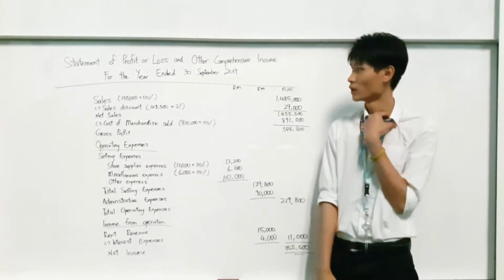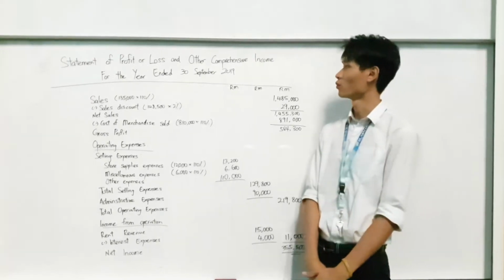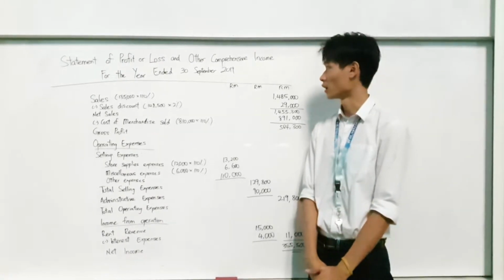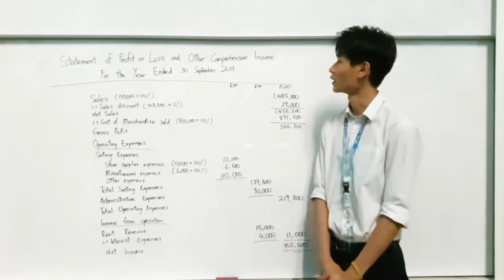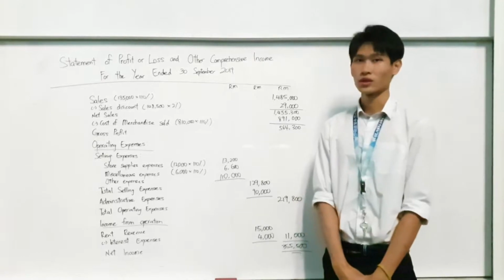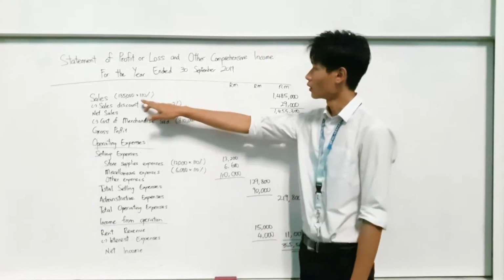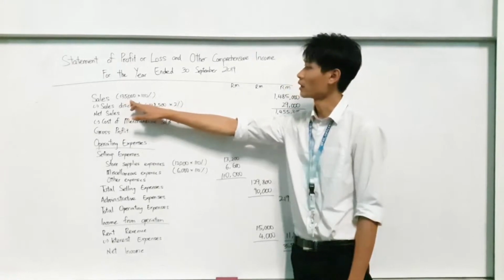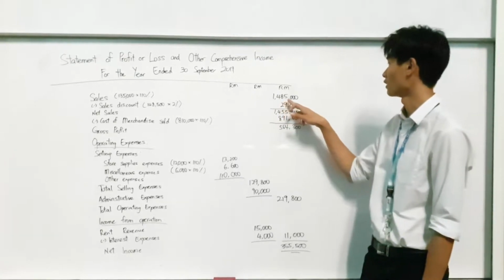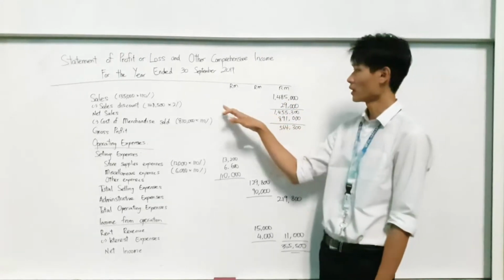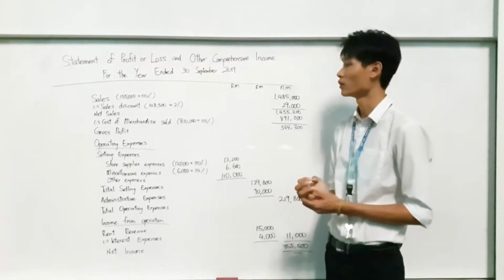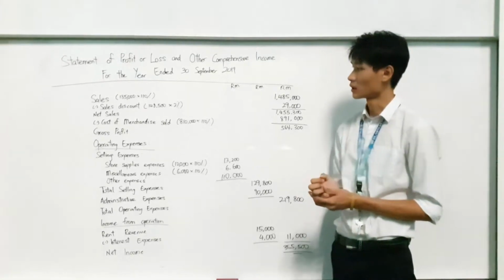So today we will show our calculation. There is the statement of profit or loss and other comprehensive income for the year ended 30 September 2019. So the seller wants to increase the sales by 10%, so we use 135,000 times 110%, so we get 1,485,000 ringgit.